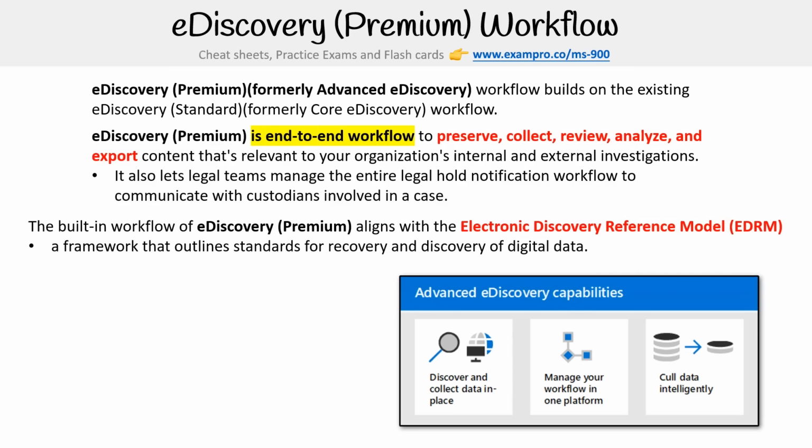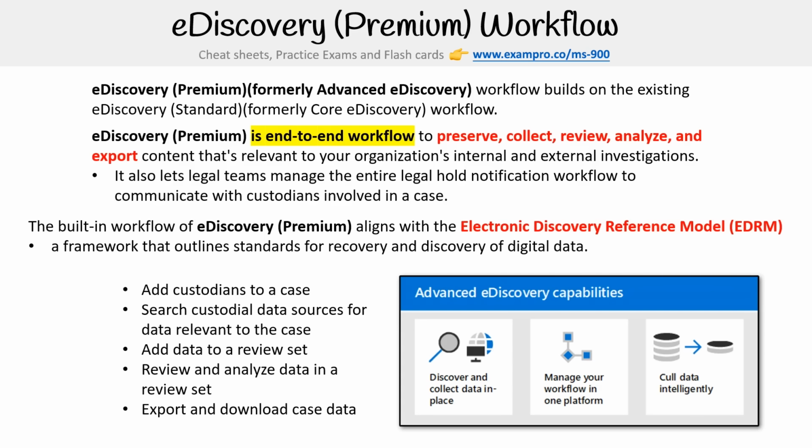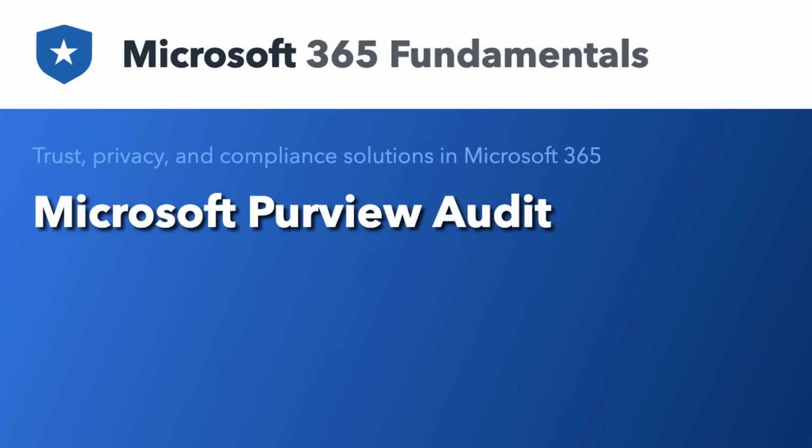So the workflow would essentially look something like this. Add custodians to a case, search custodial data sources for data relevant to the case, add data to a review set, review and analyze data in a review set, and export and download case data. So that's eDiscovery and its types of solutions and capabilities.